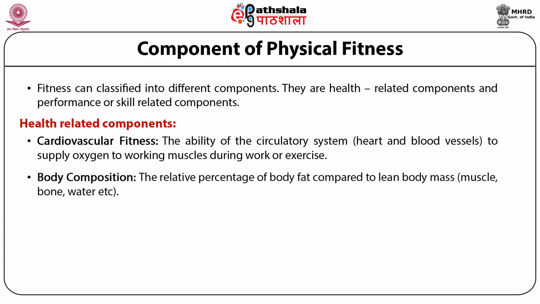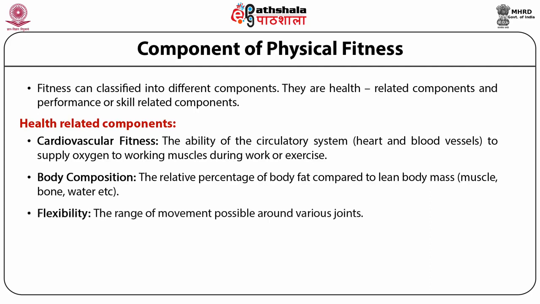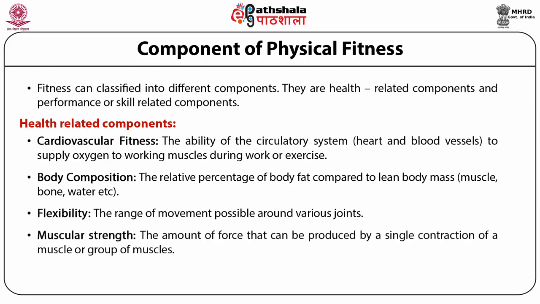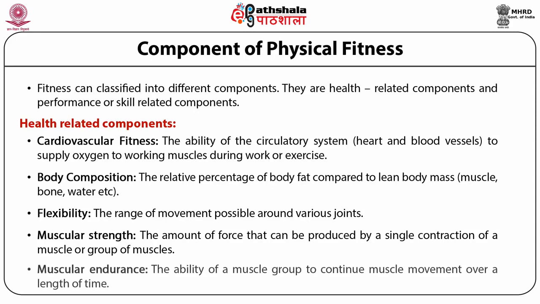When we discuss body composition, it is the relative percentage of body fat compared to lean body mass, that is muscle, bone, water, etc. Flexibility explains the range of movement possible around various joints. Muscular strength is the amount of force that can be produced by a single contraction of a muscle or group of muscles, whereas muscular endurance is the ability of a muscle group to continue muscle movement over a length of time.